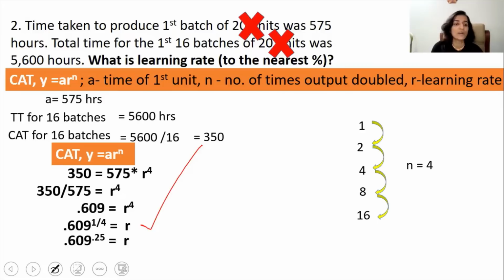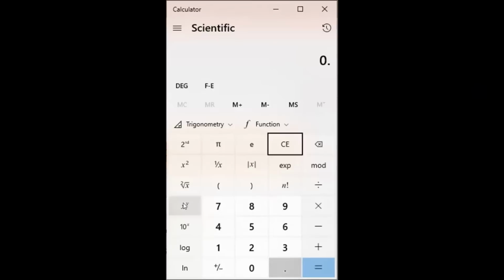So 0.609, the whole raised to 0.25 is equal to R. Now we have to just resort to the scientific calculator and get the figure. What is R? It's 0.609, the whole raised to 0.25, which gives 0.8833. We need just 2 decimal places for the learning rate, so it is 0.88 or 88%.